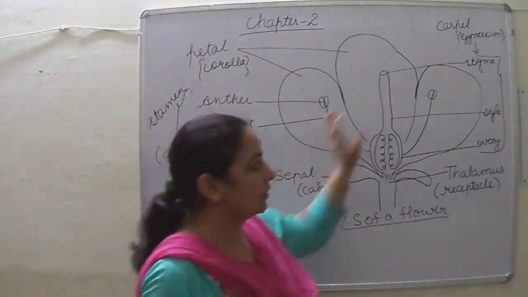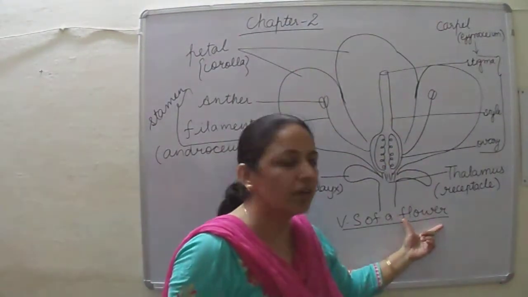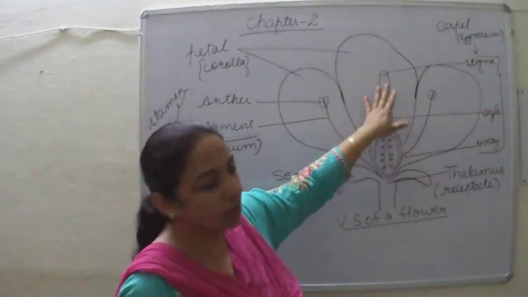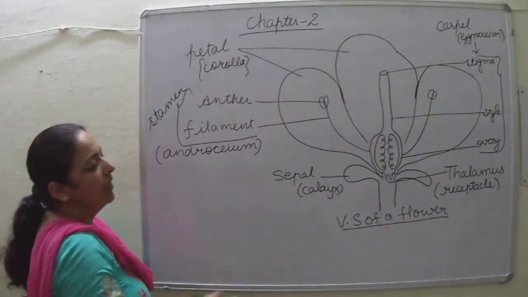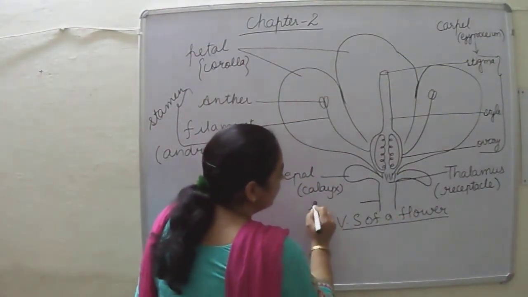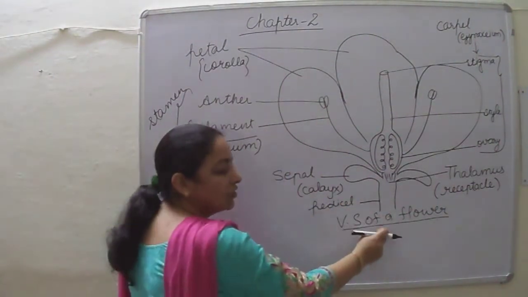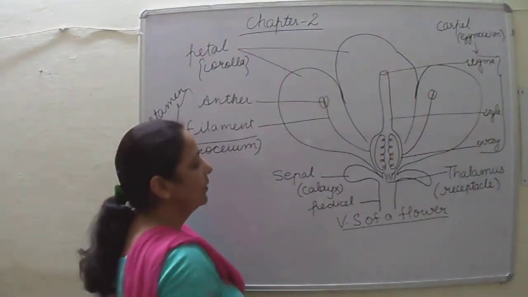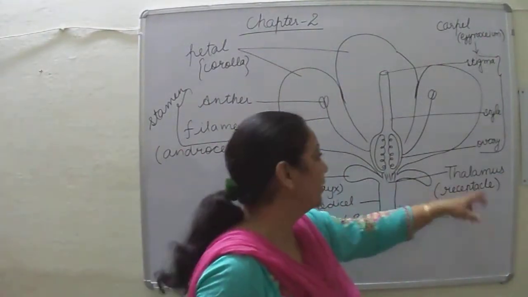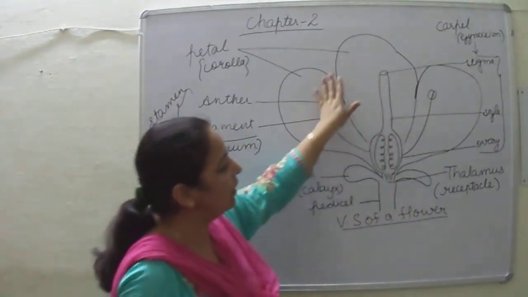Now we can discuss the various parts of a flower. Students, this is the VS of a flower. VS means vertical section of a flower. Many times you have drawn it in your lower classes. We can start from here. This is the pedicel, with which the flower is attached to the stem. Next is the thalamus. Thalamus is also known as the receptacle, over which other organs rest.